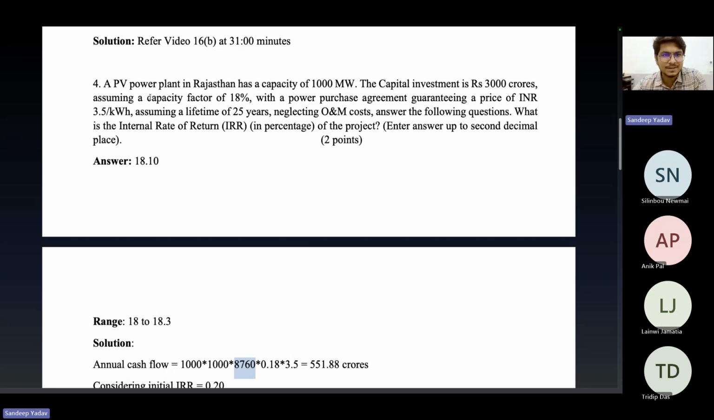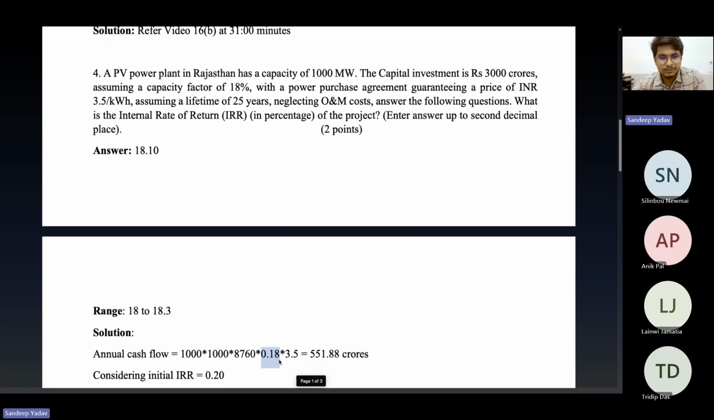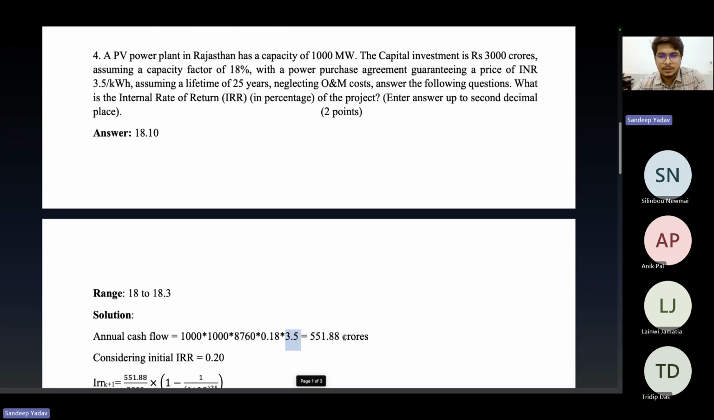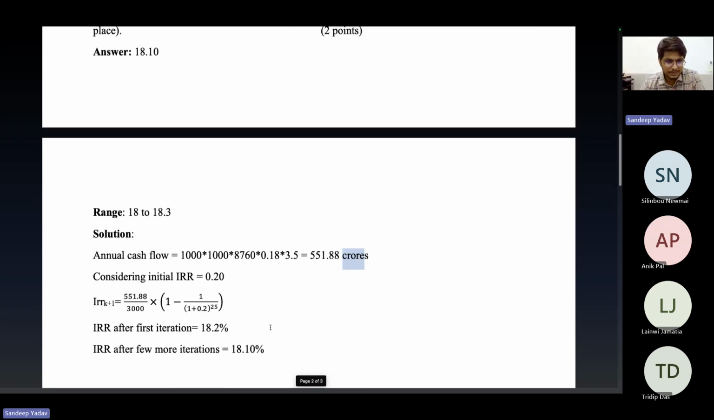Now there is a capacity factor given. Only 18% of the whole year is that capacity available. So we multiply by 0.18 and 3.5, which is the per unit electricity price. If we multiply kilowatt hour by INR per kilowatt hour, the final unit that remains is INR, which we express in crores. That comes out to be 551.88 crores. I hope this is clear.